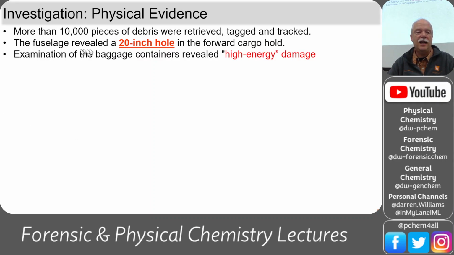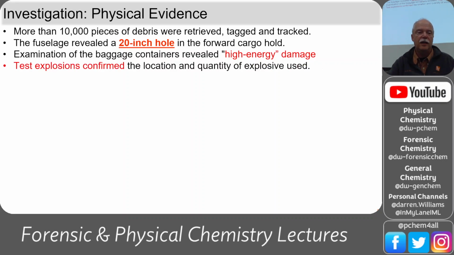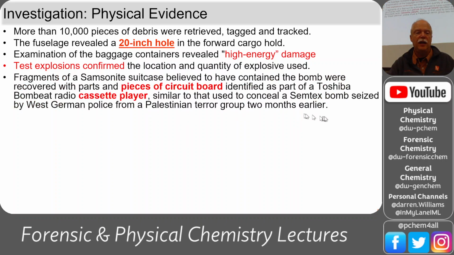They examined the baggage, and they found high energy damage of some of the bags. Test explosions confirmed the location and quantity of explosive used, and they found a Samsonite suitcase. So they found the actual suitcase that had the bomb in it. It had parts of a circuit board in it and parts of a Toshiba cassette player.